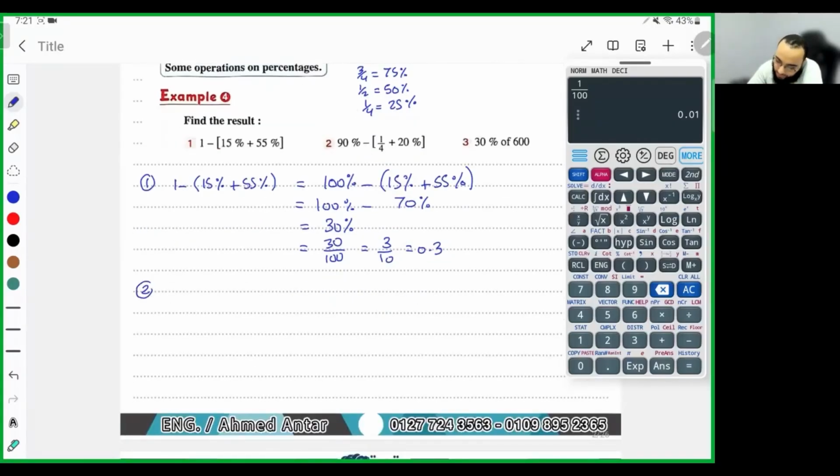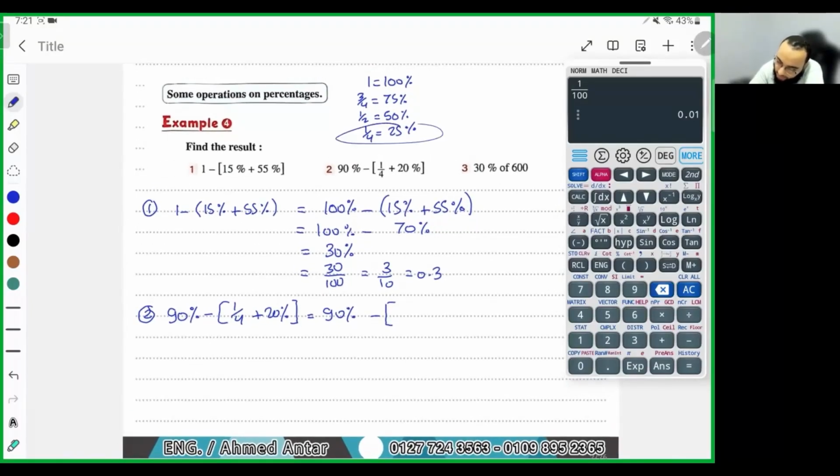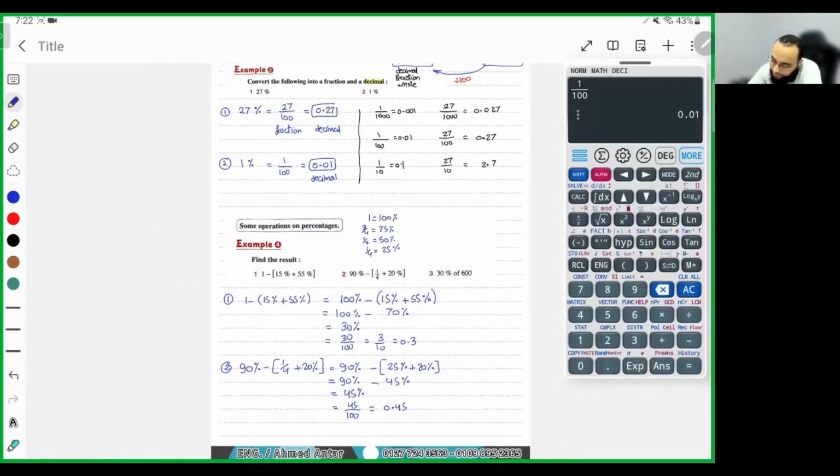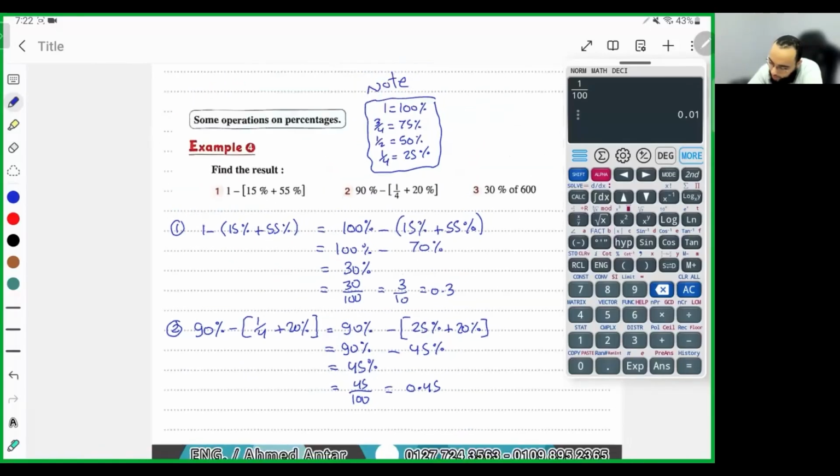Number 2, 90% minus 1 over 4 plus 20%. We can write 1 over 4 as 25%. Then it's 25% plus 20%, which is 45%. Then it's 90% minus 45%, which is 45%. If you write it 45 over 100, correct. If you write it 0.45, correct. All of them are correct. And this is an important note. Take care about it. So let's solve the third one.